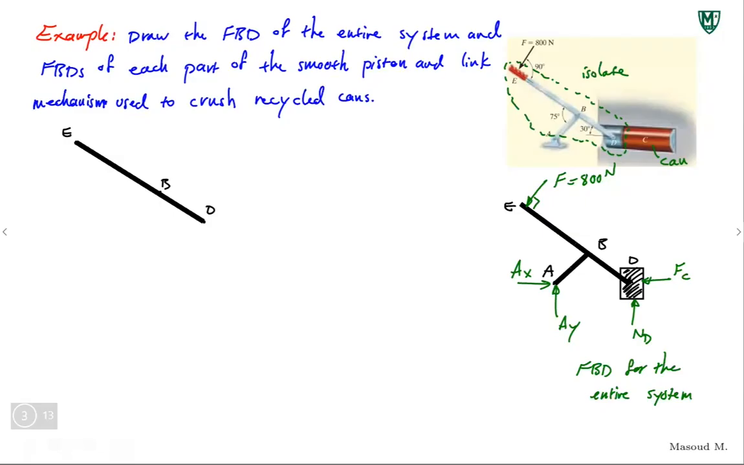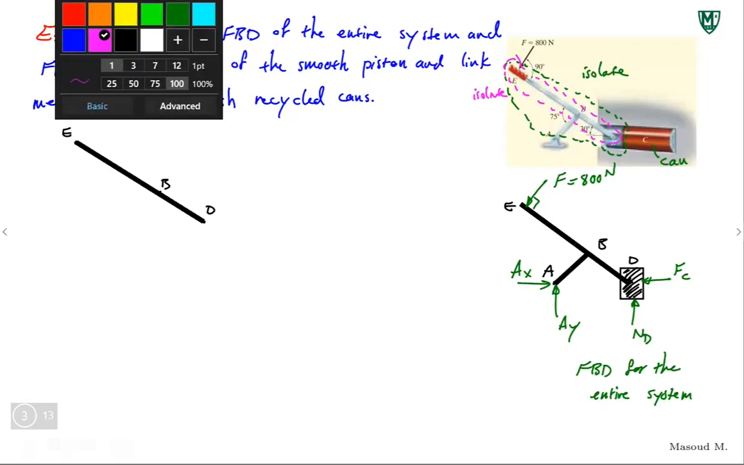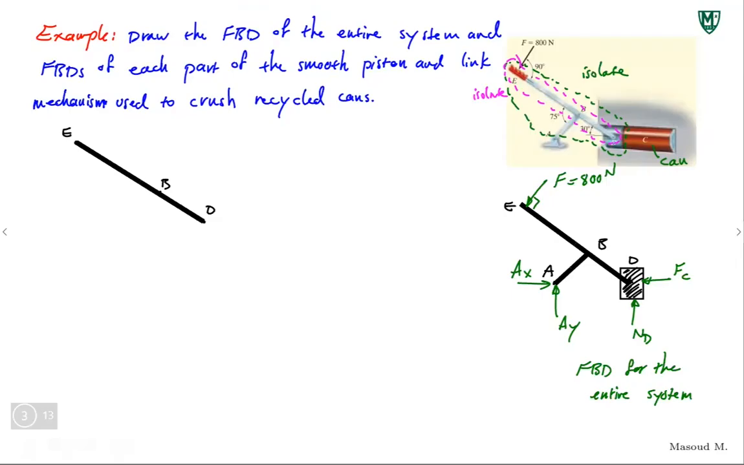Now we're talking about the connection between the piston and the handle at point D. Remember, now I'm isolating this. I am isolating the handle, with this pink dashed line. Now let's see what we have there. Well, the external force is still applied on the handle. This is F.